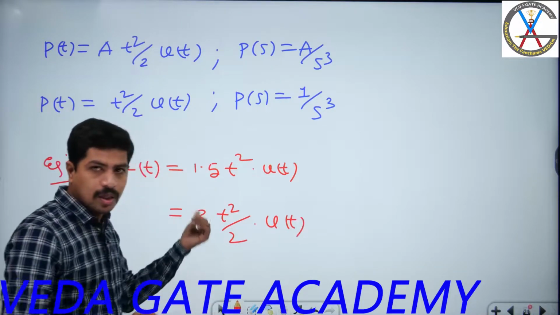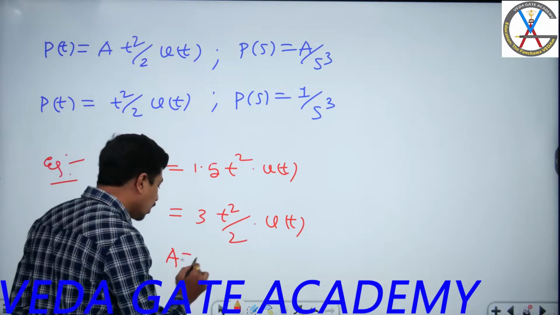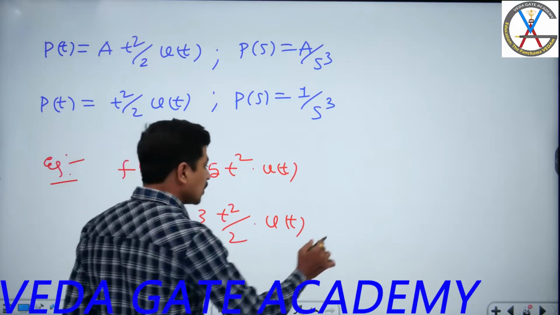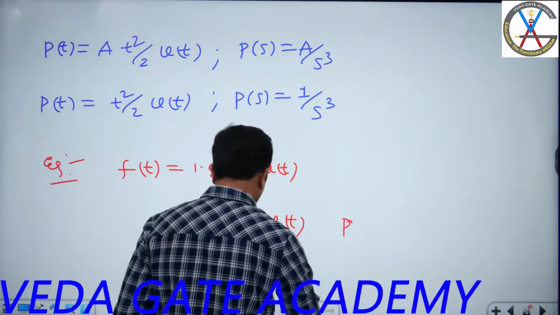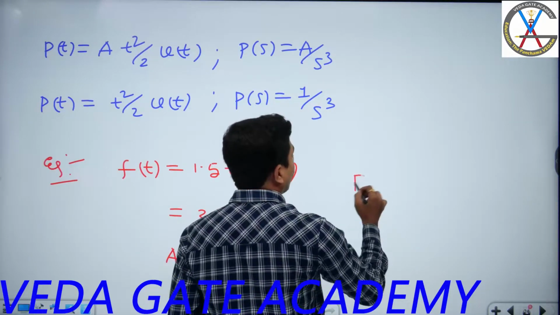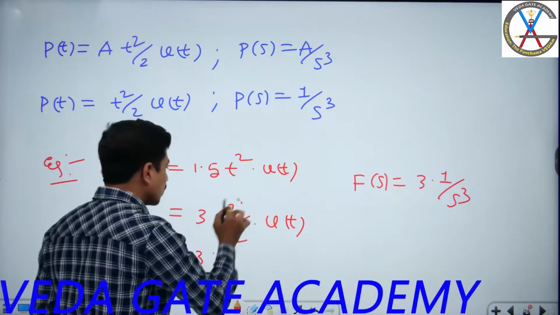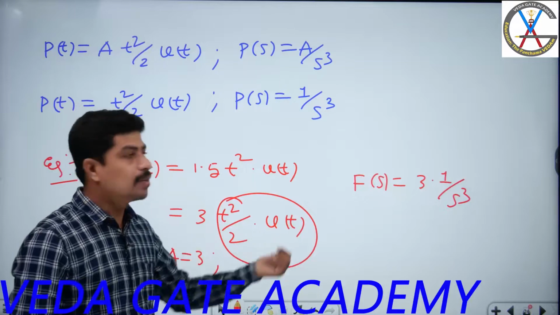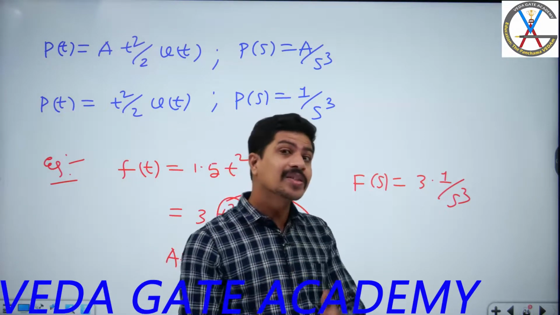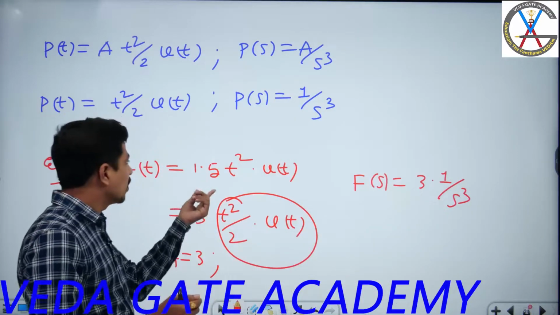Is there any change in value? 3 by 2 is 1.5. Here, how much is the value of a? a equal to 3. What is the Laplace transform? a by s cube. What is the answer? F of s is equal to a, which is 3, into 1 by s cube. This is a standard parabolic signal, a value is 3, a by s cube. The answer is 3 by s cube. To find Laplace and inverse Laplace transforms, making into standard form is important. Then you won't get confused. So see, 1.5 t square Laplace.